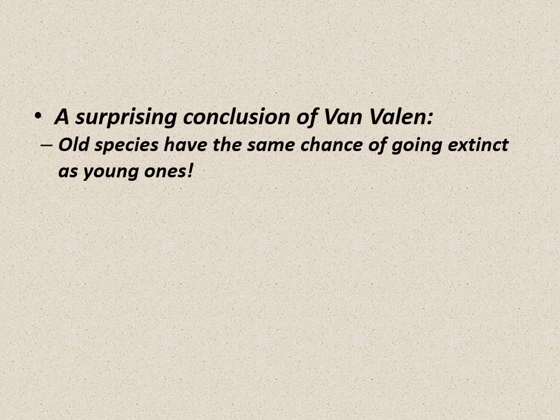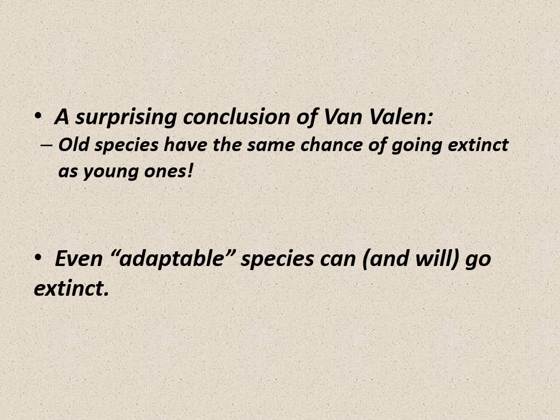And one thing that was surprising about Van Valen's research was that old species actually do have the same chance of going extinct as young ones. Just because the trilobites existed for hundreds of millions of years, they still went extinct. The horseshoe crab has been around for hundreds of millions of years. They still could go extinct if there's a mass extinction. So even our adaptable species, like cockroaches and horseshoe crabs, and lingulid brachiopods can and will go extinct at some point.